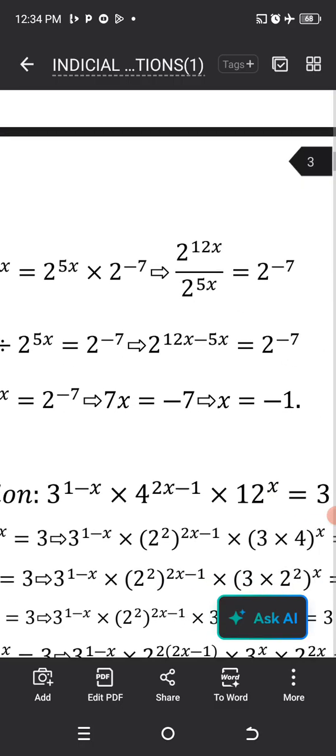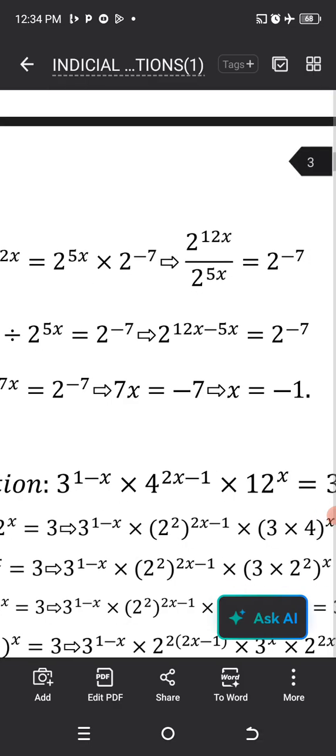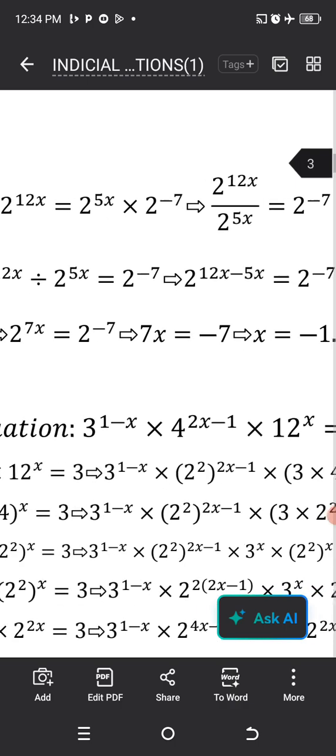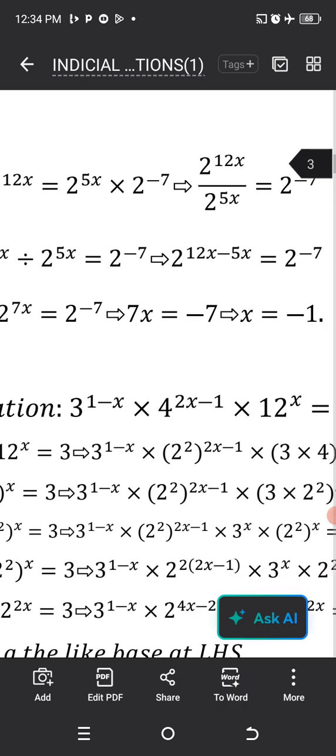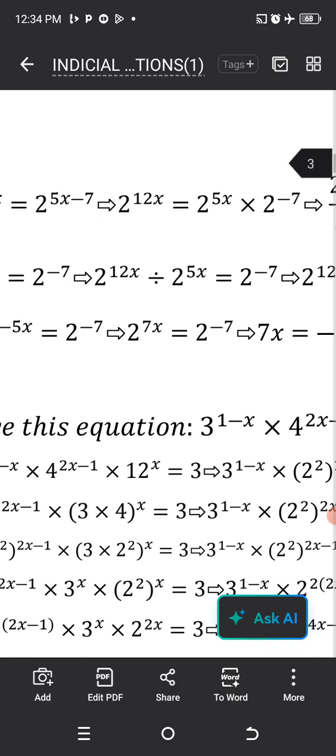So after that, I divide both sides by what? By 2 raised to power 5x. That was why you were saying that 2 raised to power 12x divided by 2 raised to power 5x is equal to what now? 2 raised to power minus 7. So now after that, applying division law here, you can see from here, that is 2 raised to power 12x divided by 2 raised to power 5x.